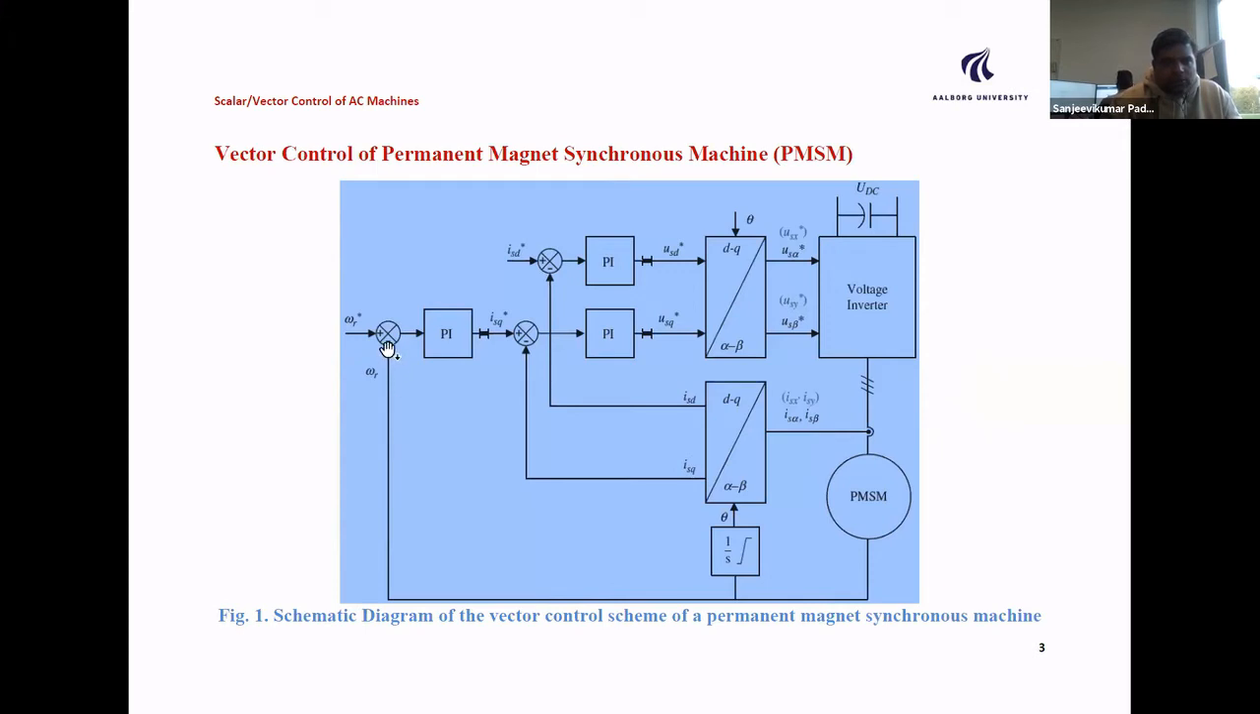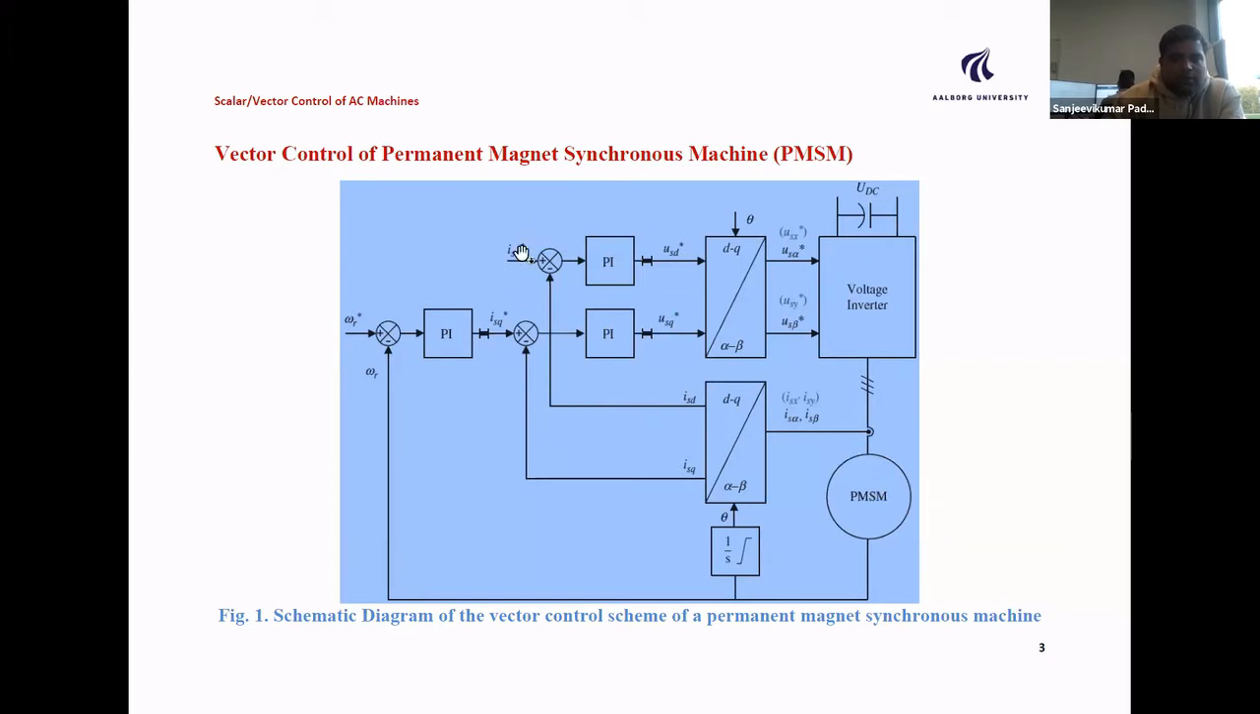So this is the actual speed of your motor, and compared to the reference speed, we put a PI regulator. The purpose of the PI regulator is to control the speed to the reference. Obviously, the output is going to be the reference current, which is controlling your torque. And this is compared to the actual value of your current, which is calculated from the parameters of the current which supplies the motor.